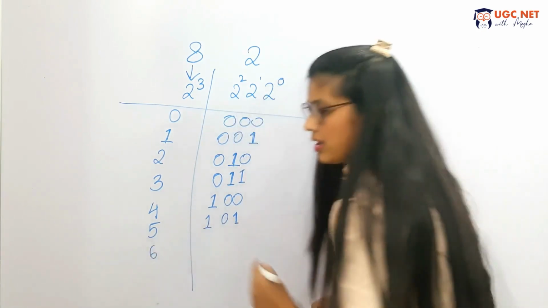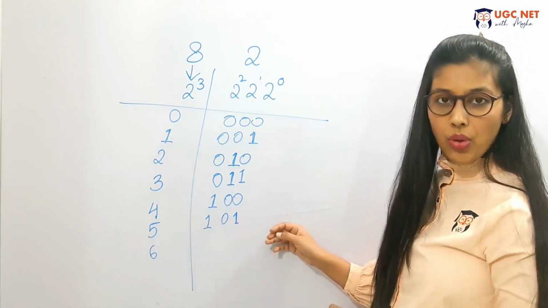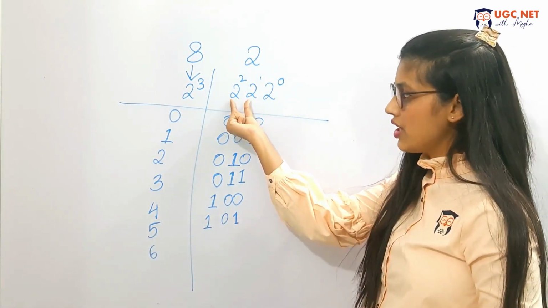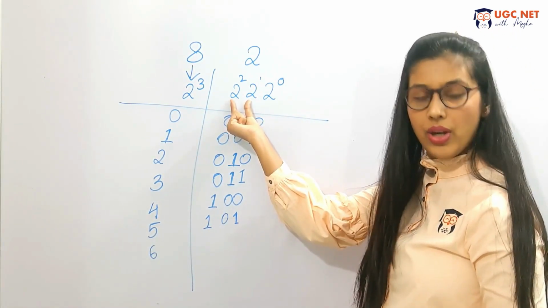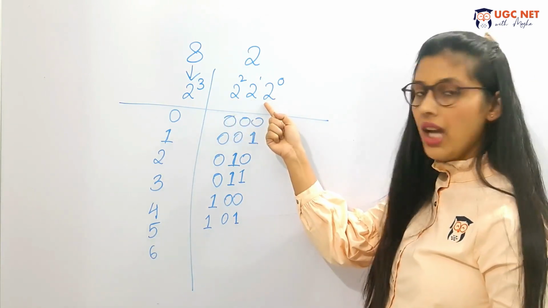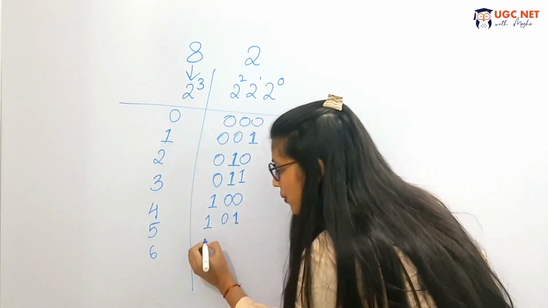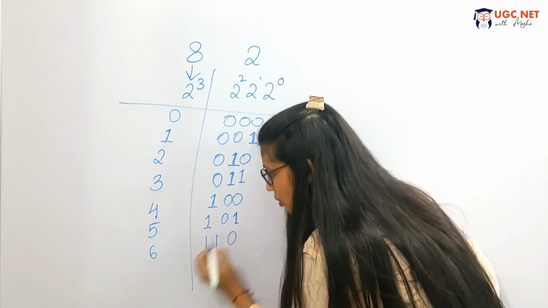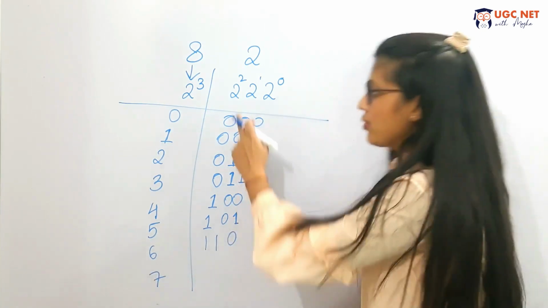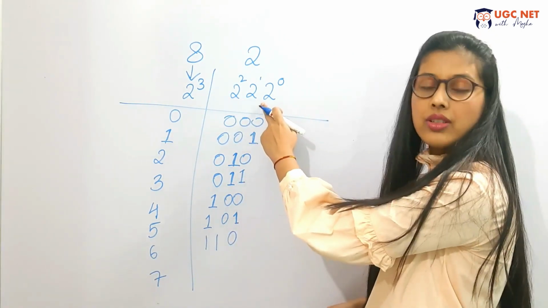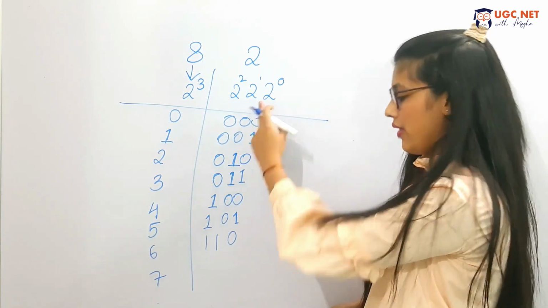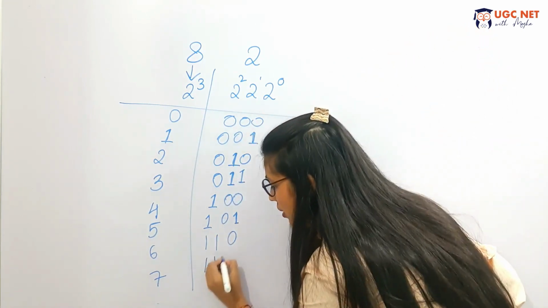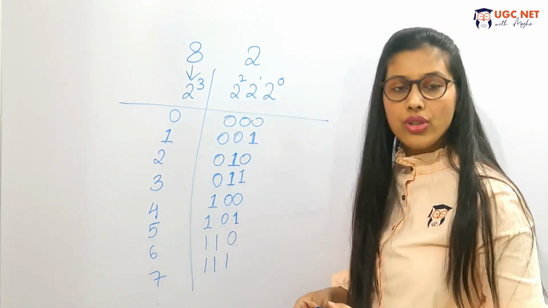Now the next digit is 6. So we need a sum total of 6. For that we will be using these 2 powers, 2 raised to power 2 and 2 raised to power 1, and this would be the unused power. So we will write 1, 1, 0. And for 7 we will be using all these 3 powers because the sum total here is 7. So that would be 1, 1, 1, as there is no unused power here.